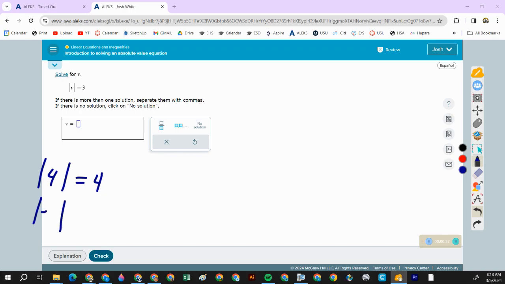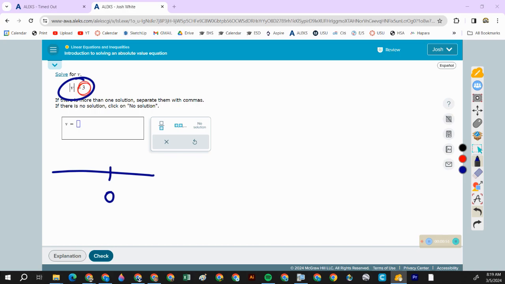If I had the absolute value of -5, how far away is -5 from 0? It is 5. But if I turn this into an equation with a variable in it, it's saying if I have a number line, what number v is 3 units from 0? So obviously 3 is 3 units from 0, but is there another answer? -3 is also 3 units from 0.